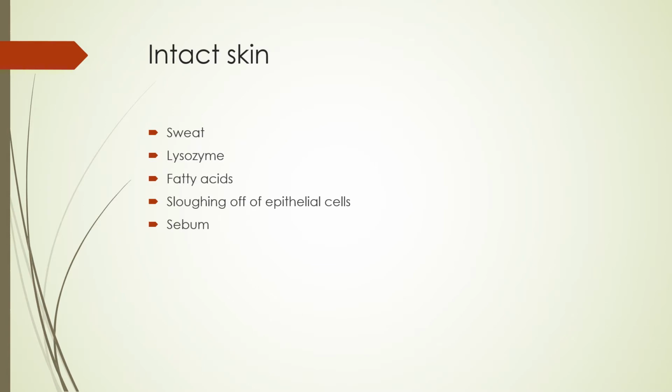So let's go ahead and discuss intact skin and how it is a natural barrier protecting us from infectious diseases. There are several components of the skin that do protect us from getting an infectious disease. One such component is, of course, sweat. Sweat is slightly acidic, and this inhibits bacteria, and that's because there's lactic acid present in sweat.